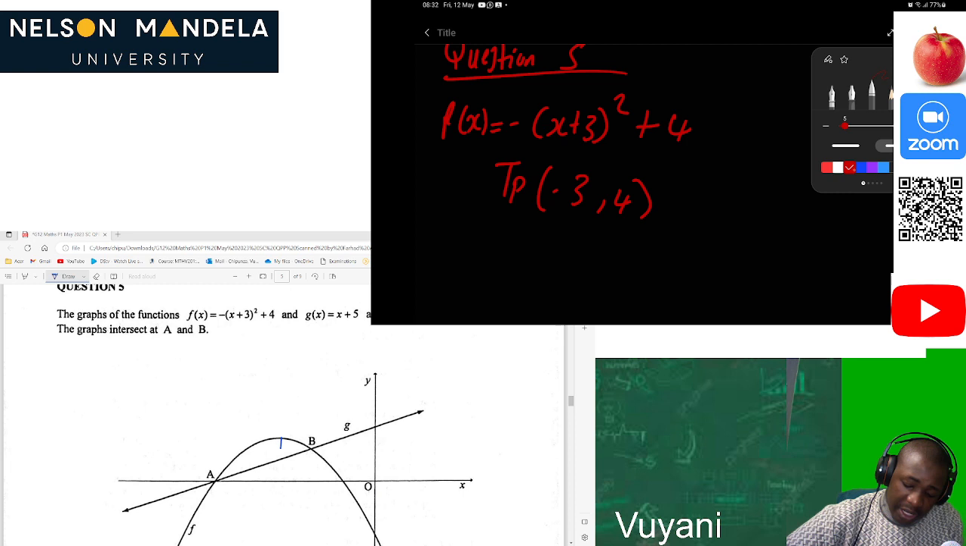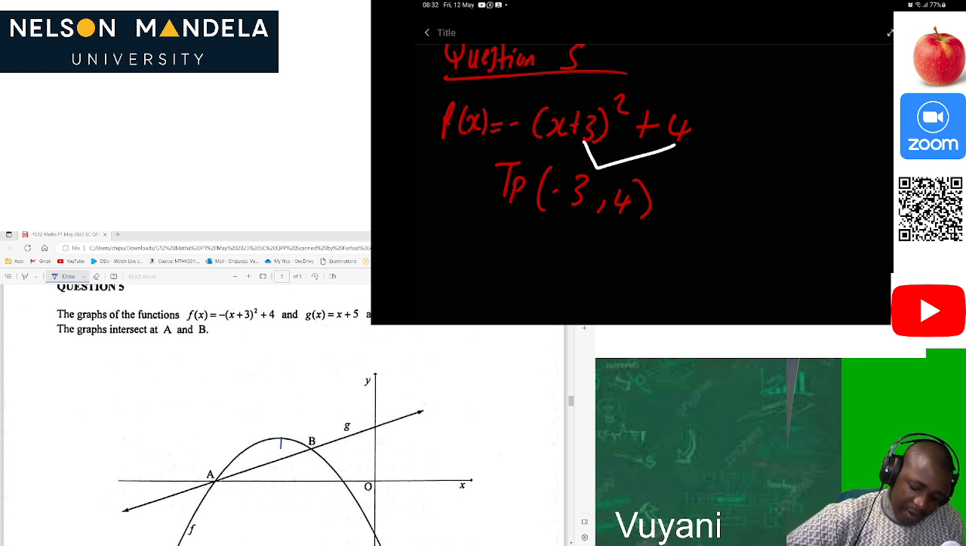Definitely we know where we get it. This is the turning point value. If it was negative here, it was going to be positive here, but since it's positive, it's going to be negative. That's how we apply our turning point.